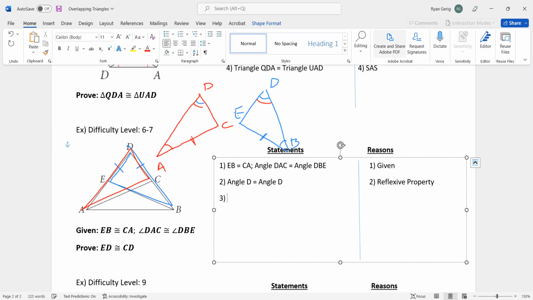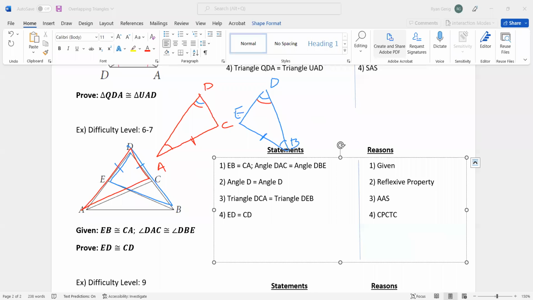And now I have three things. I can say that triangle DCA is congruent to triangle DEB by angle side. And since that's the case, can't I say that ED is congruent to CD by CPCTC? And that's it. That one's done.